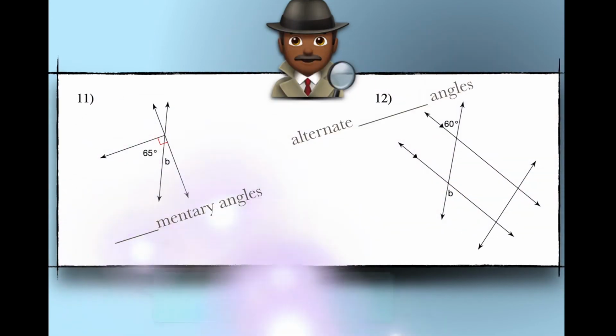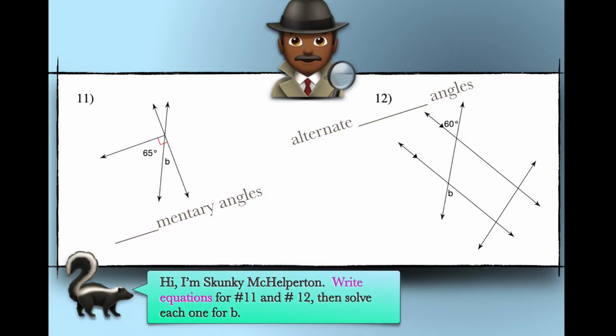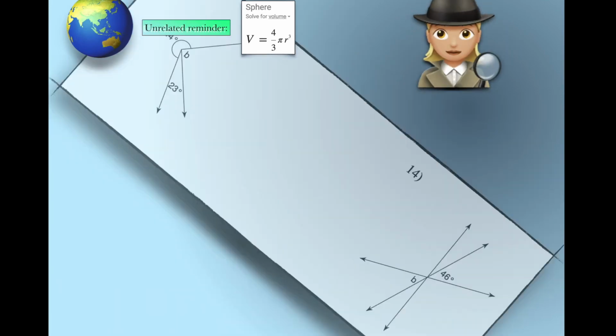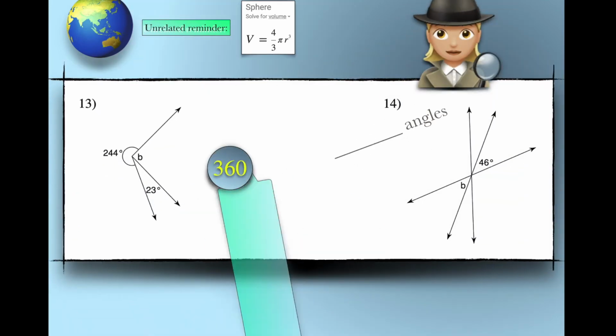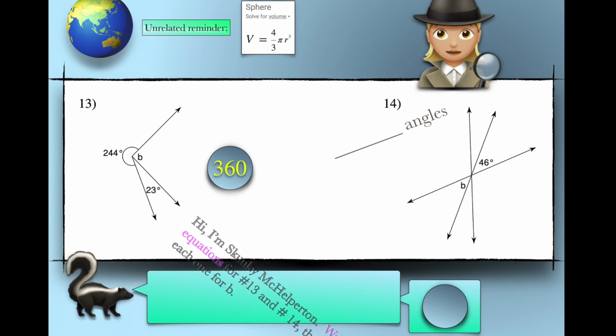Then we'll move on to have to do a little bit of math for number 11 and 12. Determine what kind of angles they are, and then do what Mr. Skunky McHelperton wants you to do. Make sure you write the equation and solve for the missing variable. Both of these equations should be pretty simple ones to solve, so write the equation, solve it with your algebraic skills, and move on. There's a little reminder for you up at the top. Has nothing to do with the rest of this particular assignment.